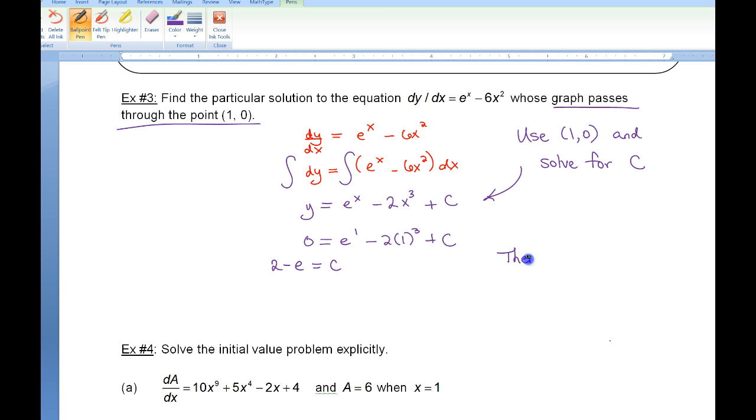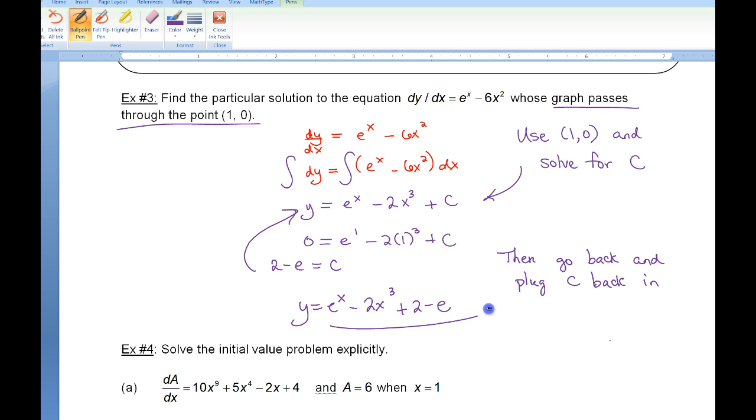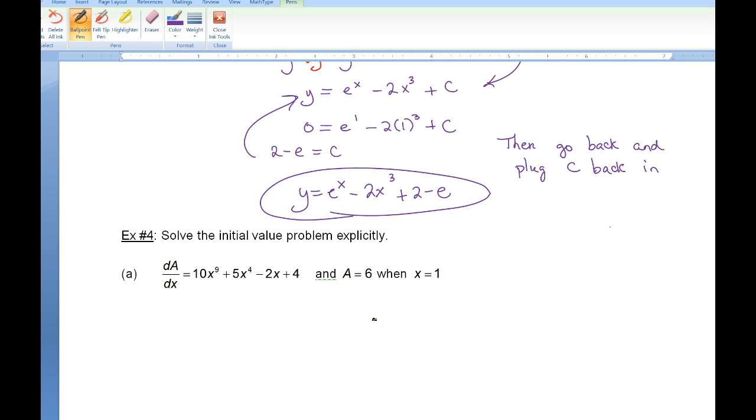Then we go back and plug c back in. That's why I said I really like these problems: if you just follow the steps, they're very straightforward. We take this answer and plug it back in here. So y equals e to the x minus 2x to the third plus 2 minus e. We start with the derivative, find the antiderivative plus c, plug our x and y in, figure out what c is, and then plug c back in.